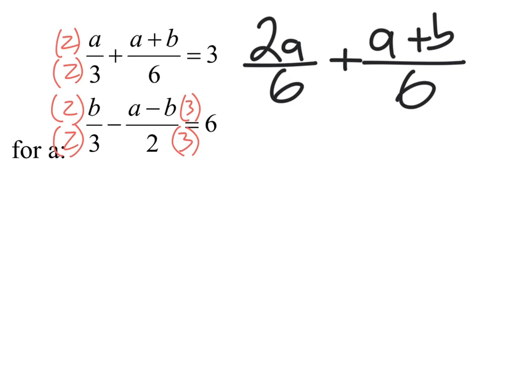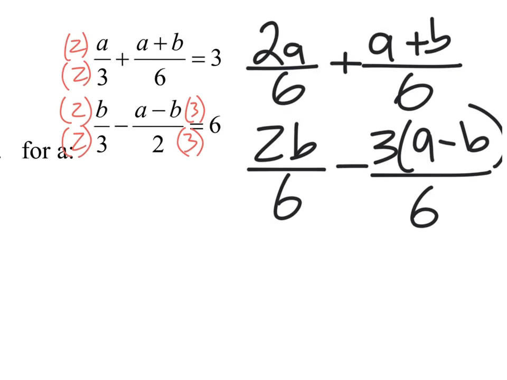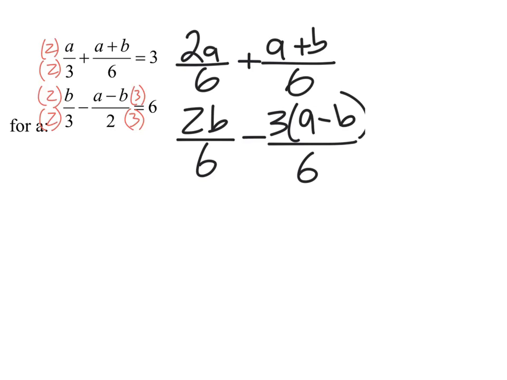And then beneath it, we're looking at this side right there. We've got 2 times b is going to give us 2b over 6 minus 3, open parentheses, a minus b, close parentheses, divided by 6. And we can't forget that each of these equations are equal to 3 on the top and 6 on the bottom. Great. So now we're going to need to simplify these a little bit further.